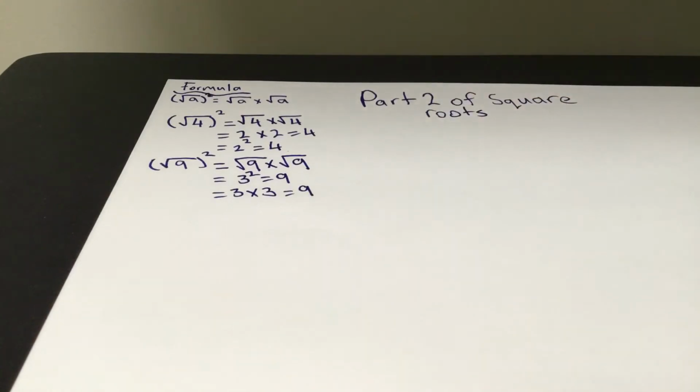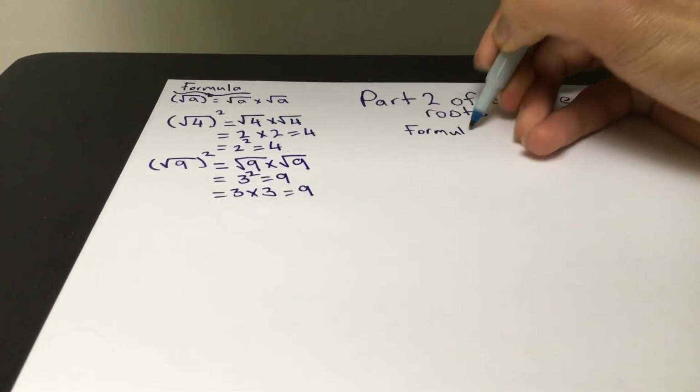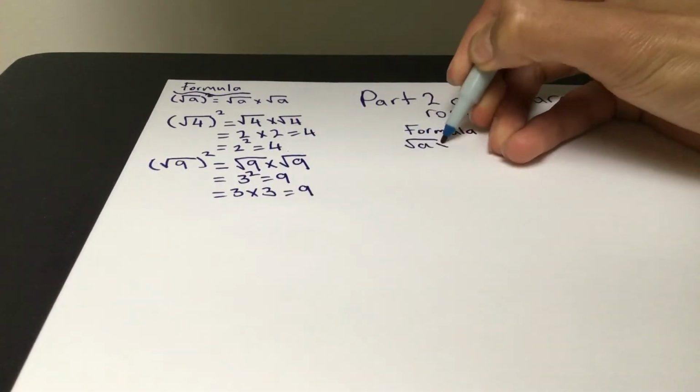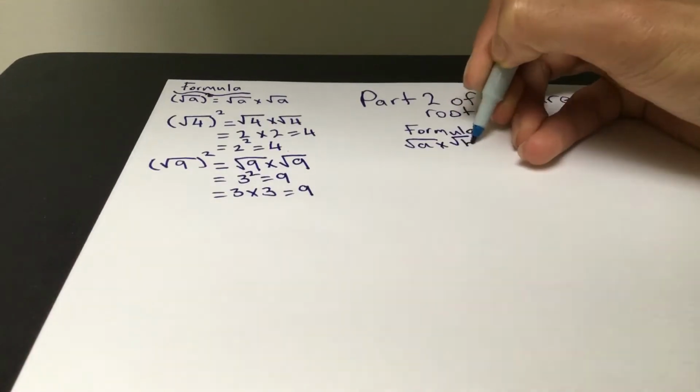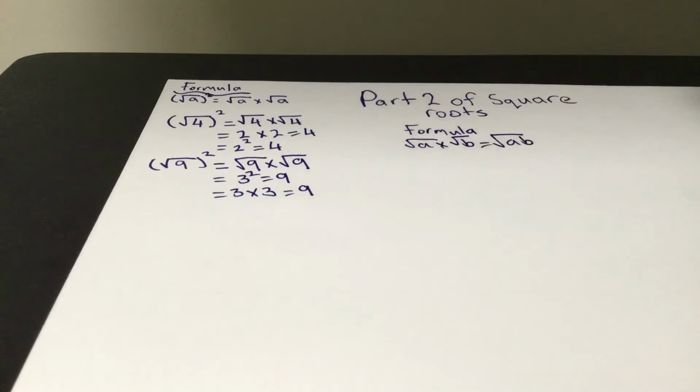Okay, we're going to now move on to a new formula, which has square root a times square root b, giving us square root ab. Okay, I'll show you an example.